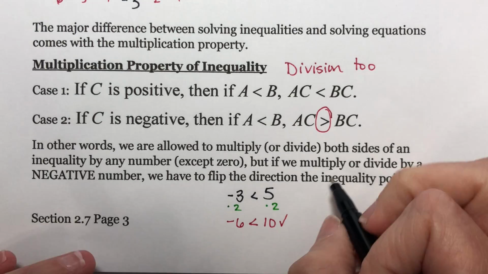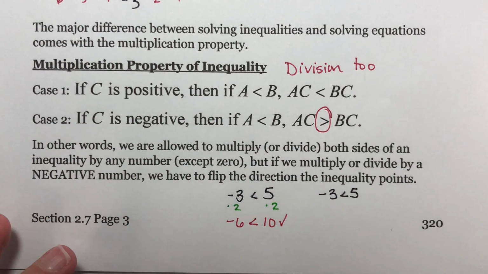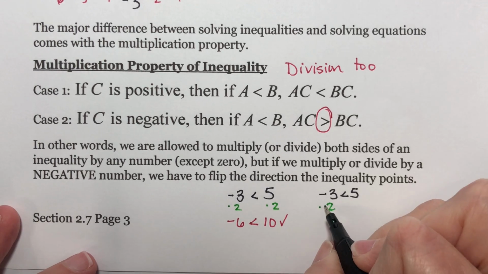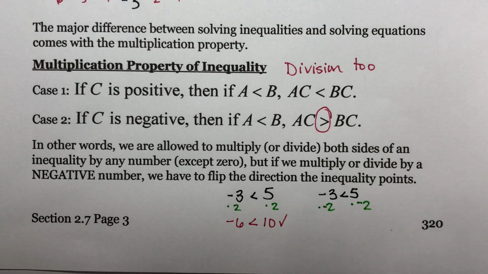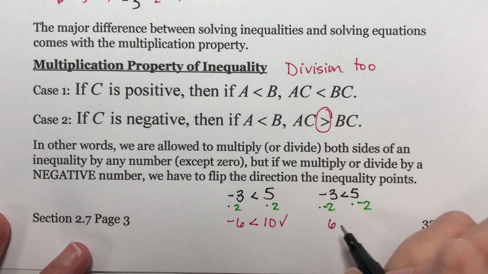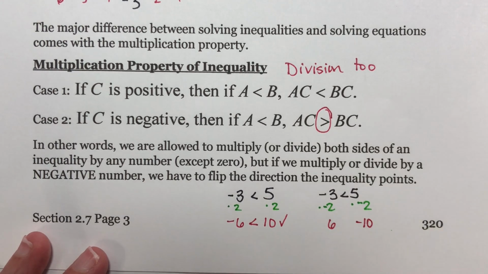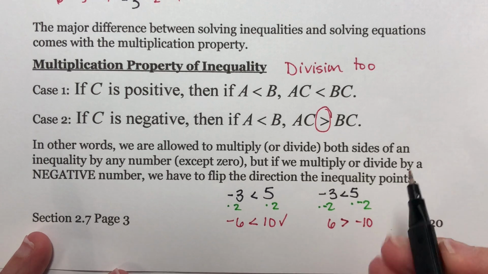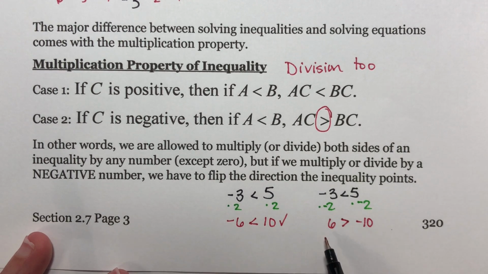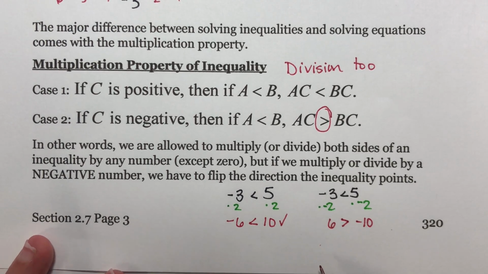Now let's try the same thing, but let's multiply by a -2 instead. -3 times -2 is a +6. 5 times -2 is a -10. Now which of these is bigger now? The +6. So when you multiply by a negative, this is really what's happening. It's changing your signs, so what's bigger ends up changing around.